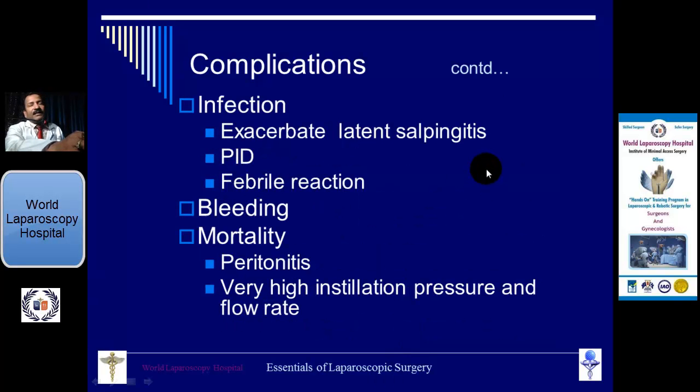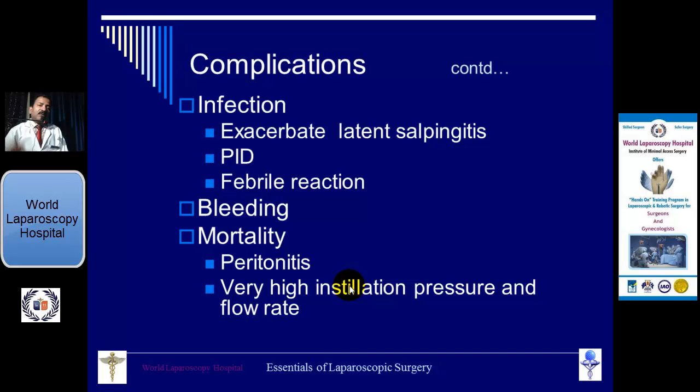Now other complication is infection. There may be salpingitis, PID will be a big problem, and febrile reaction. Sometimes the patient will get severe fever, bleeding can happen, mortality also is possible. Now my question is, there are two reasons of the immediate mortality. What are those?